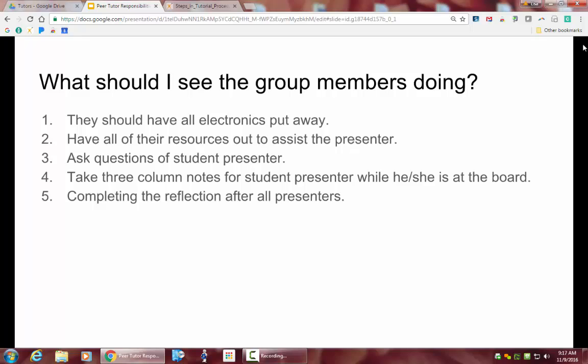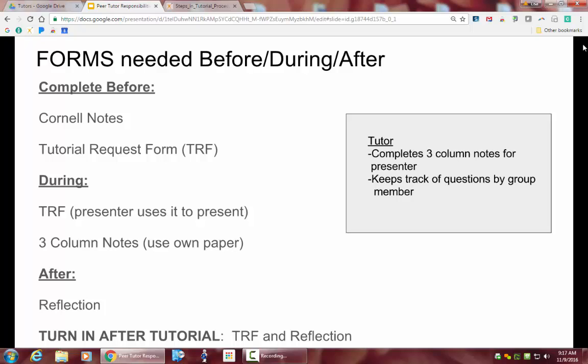So what form should we see? Before, again, everyone should have their Cornell notes as their resources. From their Cornell notes, they're filling out their tutorial request form prior to walking into the classroom. During the tutorial process, they have their TRF in front of them. Everyone's completing the 3-column notes. After, everyone is completing a reflection. And so what are you doing? You're turning in the TRF and the reflection after the tutorial. During the process, the tutor is completing the 3-column notes and is keeping track of questions by the group members.